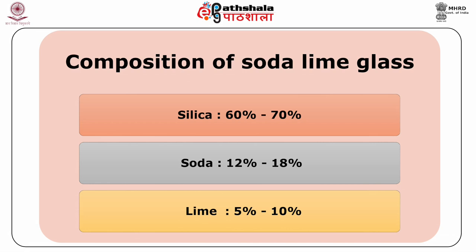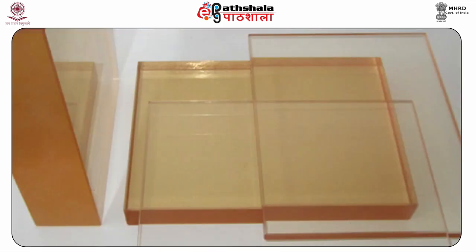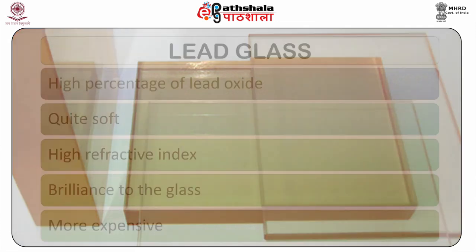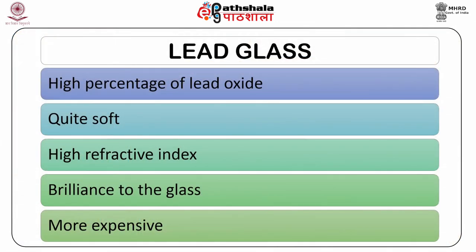Number 2 is lead glass. This type of glass has fairly high percentage of lead oxide. It is quite soft, and because of its high refractive index, it gives brilliance to the glass. As a result, it is used to make decorative glassware, neon sign tubes, thermometer tubes for the absorption of X-rays and other radiations. Its excellent electrical insulating property makes it favorable for electrical applications.